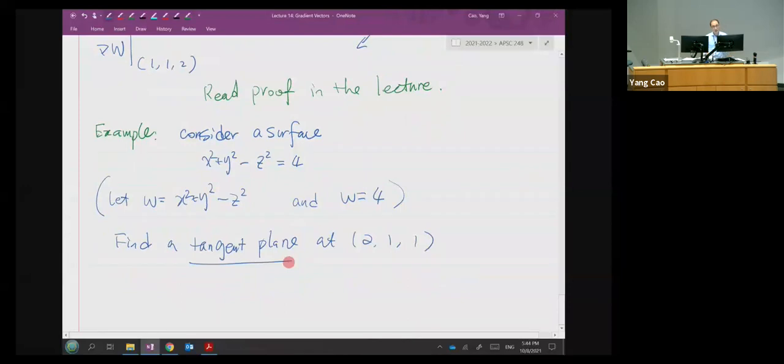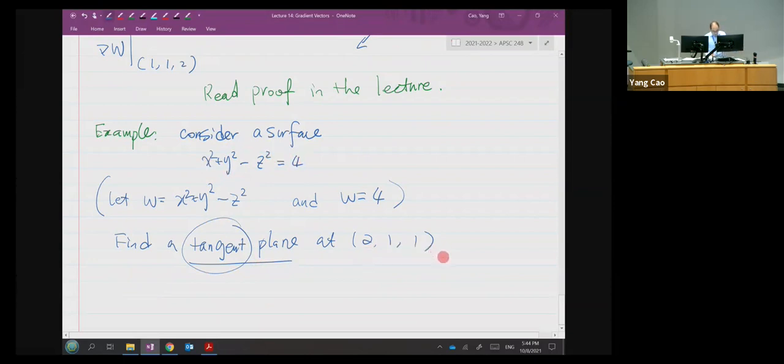So this kind of relates back to our earlier lectures, finding lines and planes in 3D space, right? The case is tangent plane. Basically the plane is tangent to this surface at (2, 1, 1).